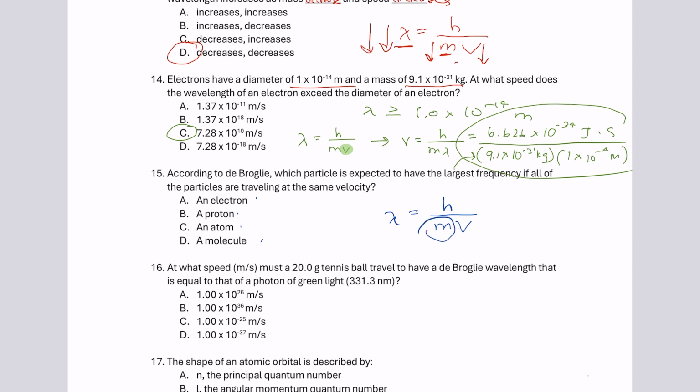From the equation, as mass increases, wavelength decreases because they are inversely proportional. Since wavelength and frequency are also inversely related, we can conclude that as mass increases, frequency increases. And among the options, a molecule has the greatest mass. Because a larger mass leads to a smaller wavelength and higher frequency, the correct answer for problem 15 is D.